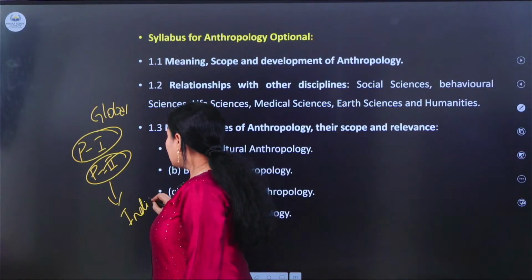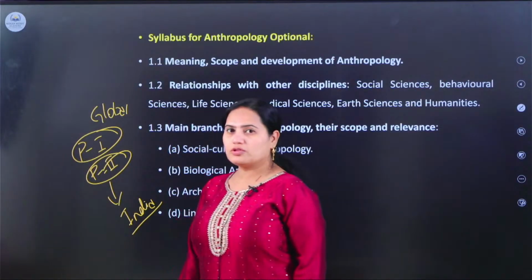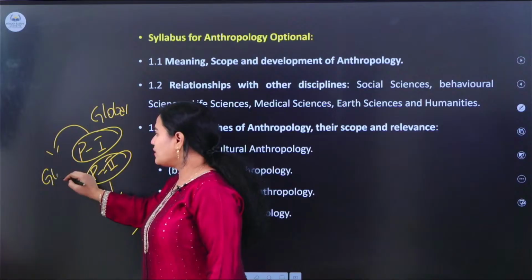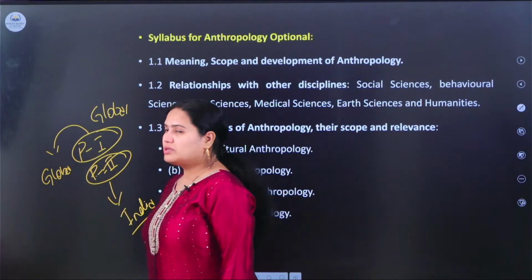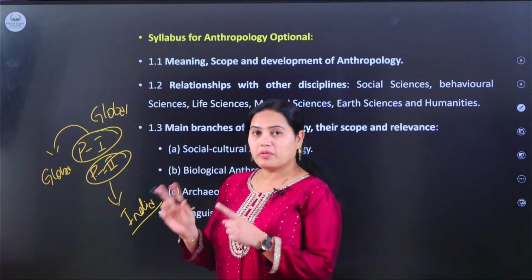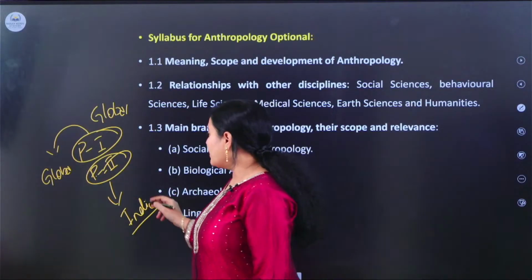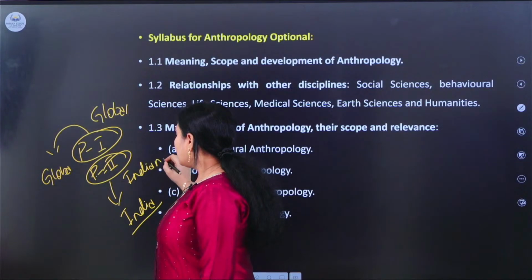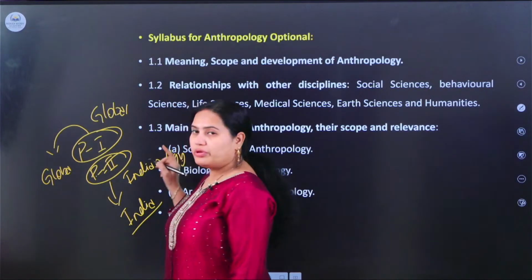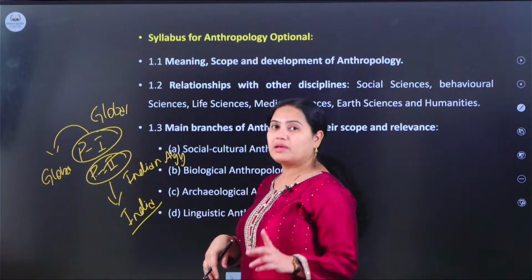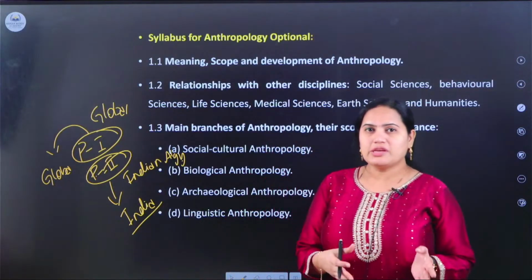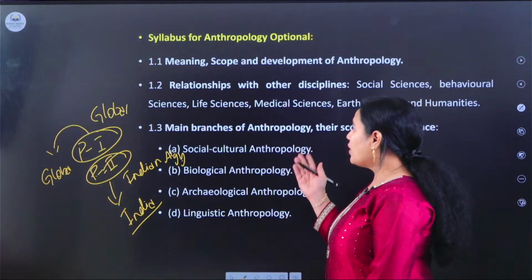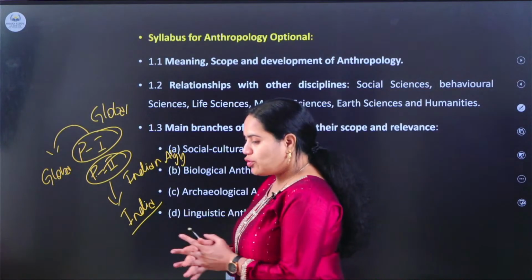Just like that, even in anthropology, in paper 1 we will study global level thinkers and global level archaeology. And paper 2 mostly talks about India, so we call it Indian anthropology. In this class we will study what is mentioned in the syllabus for paper 1. Paper 1 starts with 1.1, 1.2 and 1.3.